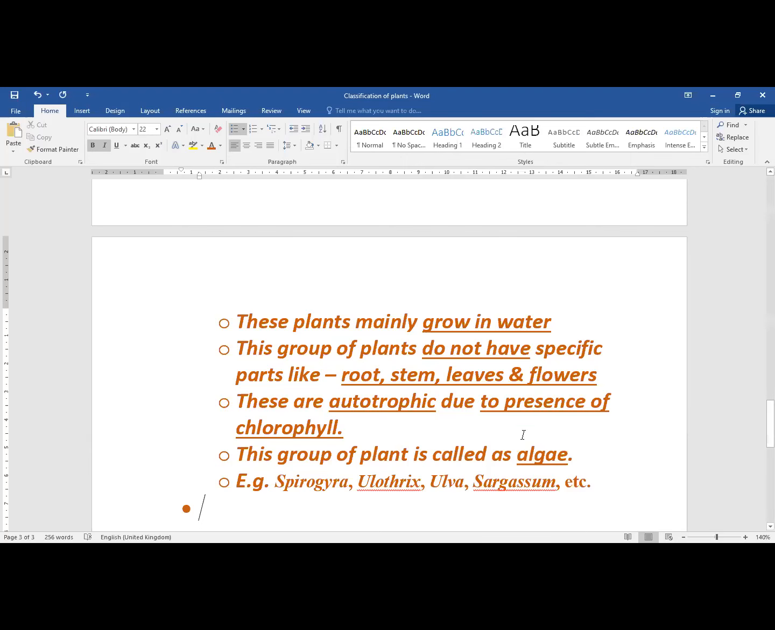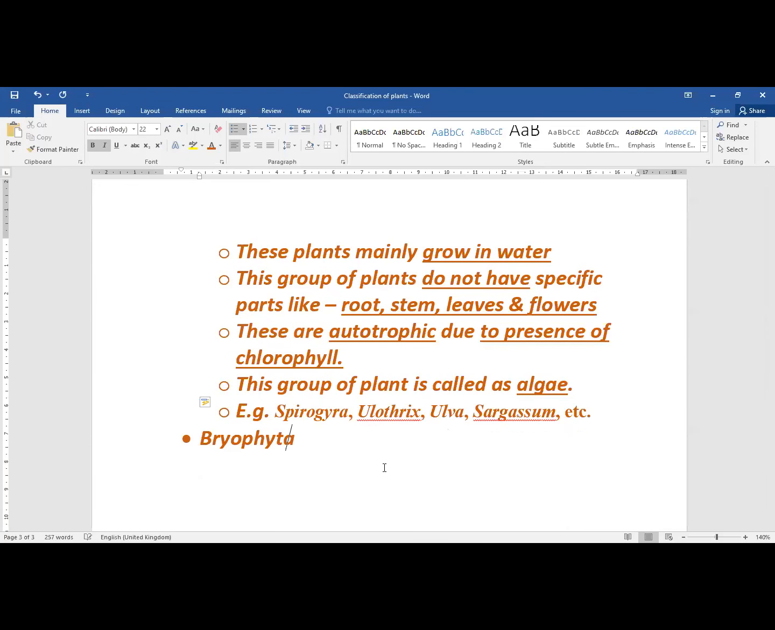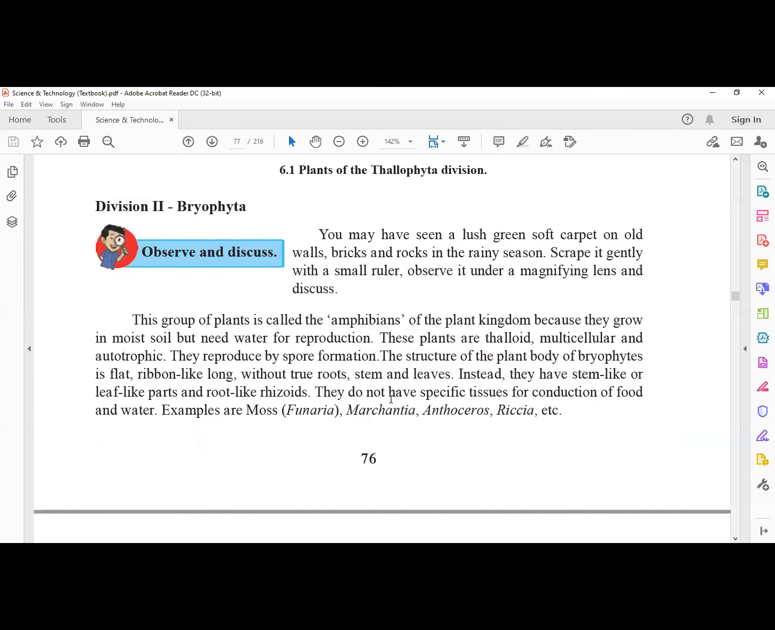Now let's move further with the second division, that is bryophyta. Second one is bryophyta. So now let's write about bryophyta. Let's go through the content again. So the second division under the subkingdom cryptogam is bryophyta. See, what is given?